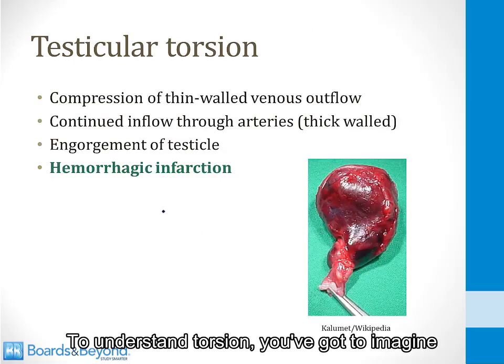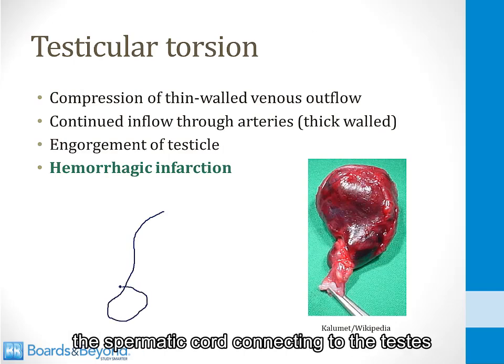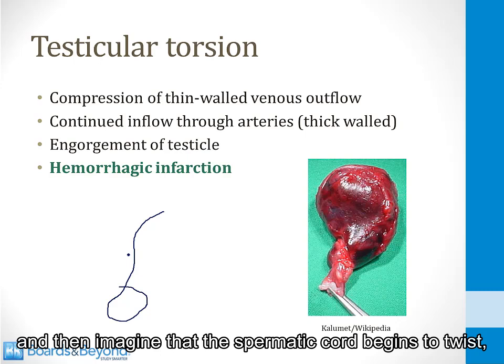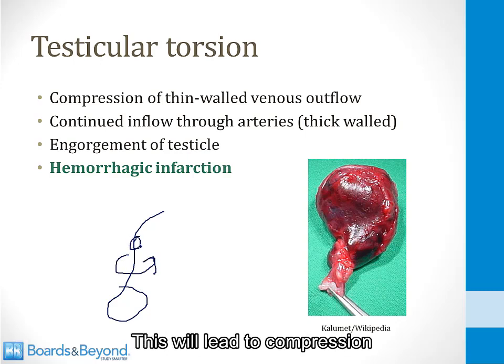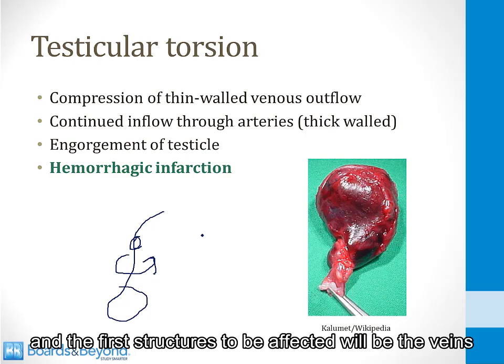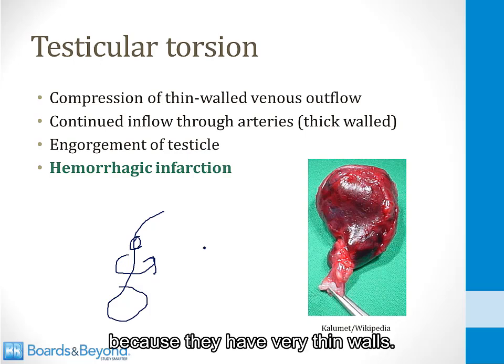To understand torsion, you've got to imagine this spermatic cord connecting to the testes, and then imagine that the spermatic cord begins to twist and it becomes knotted up. This will lead to compression of structures in the spermatic cord, and the first structures to be affected will be the veins because they have very thin walls.